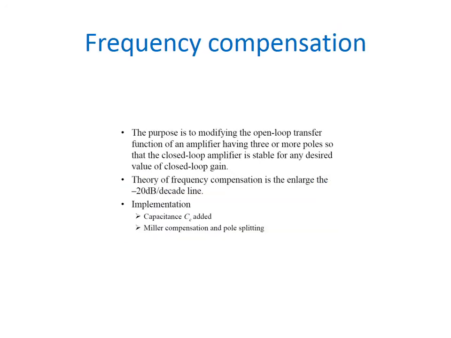So, frequency compensation. The purpose of frequency compensation is to modify the open loop transfer function of the amplifier having 3 or more poles, so that the closed loop amplifier is stable for any desired value of closed loop gain. The theory of frequency compensation is the enlarging of the minus 20 decibel per decade length. Here the implementation is using CC capacitance and Miller compensation and pole.